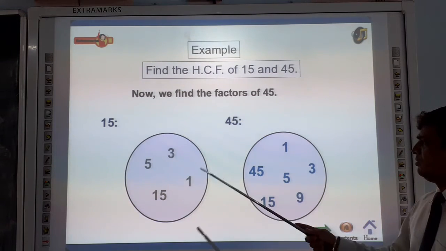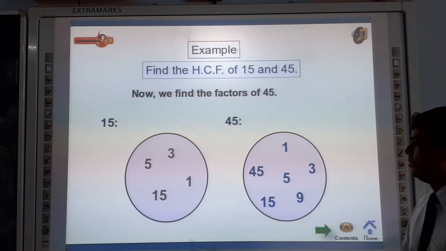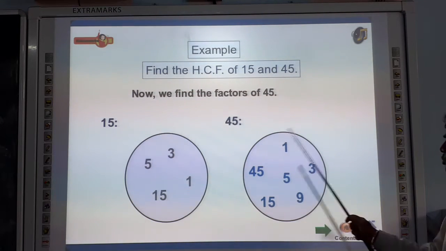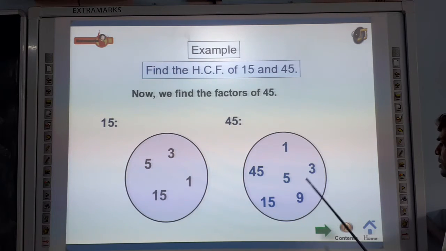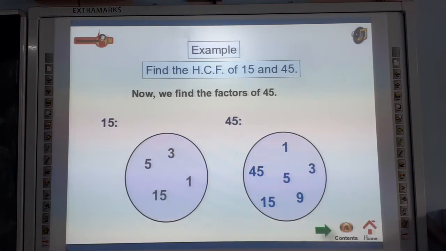15 times 1 is 15, 5 times 3 is 15. Look at this. And 45. Find the factors of 45. 1, 3, 9, 5, 15, 45. Okay, show the diagram. Okay student.